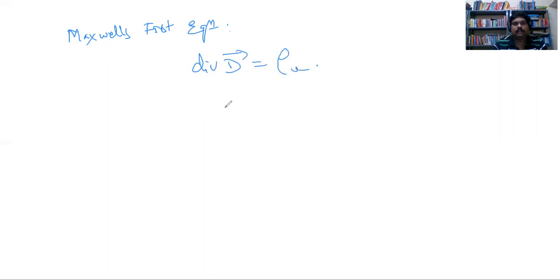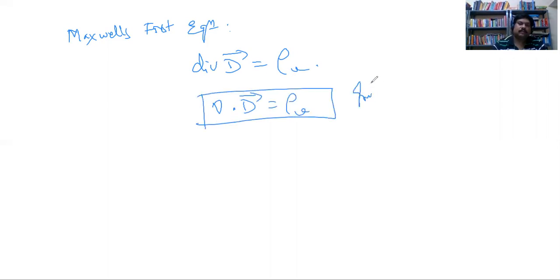So how does Maxwell's first equation change? Divergence of D is nothing but rho V. Now it becomes del dot D equals rho V. A very, very important equation. This notation and equation is very, very important. Divergence of D is nothing but del dot D, which is equal to rho V.